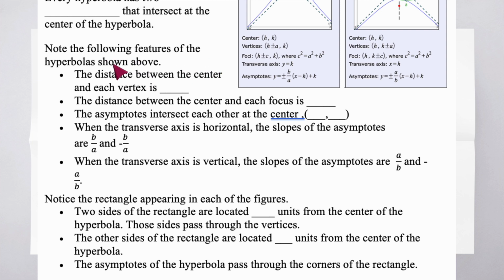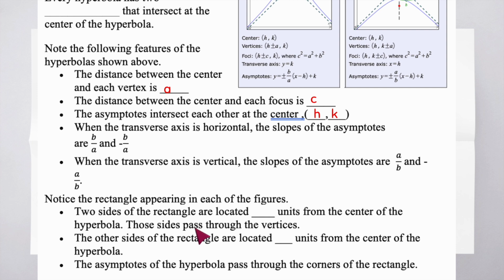So we're going to note the following features of the hyperbola shown above, of the two that we just looked at. The distance between the center and each vertex is a. The distance between the center and each focus is c. The asymptotes intersect each other at the center, which is h, k, so they always intersect at the center. When the transverse axis is horizontal, the slopes of the asymptotes are b over a and negative b over a, so you have two of them, right? They're going in opposite directions there. When the transverse axis is vertical, the slopes of the asymptotes are a over b and negative a over b. So we saw that when we take a look at this, they flipped over.